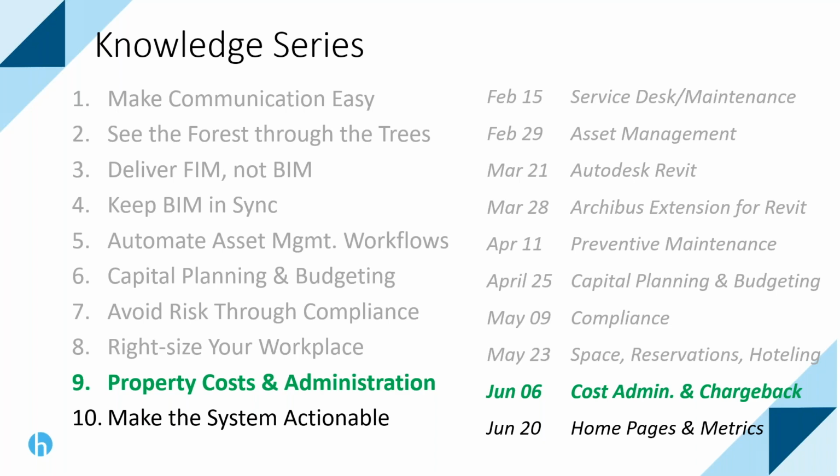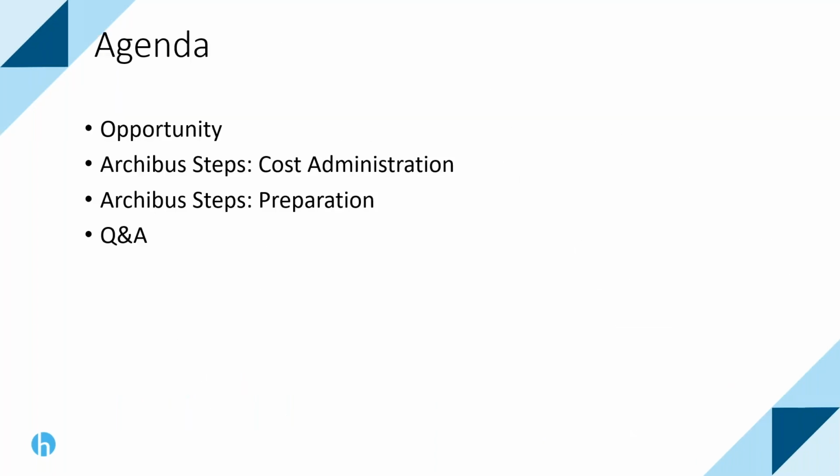This is the 9th of 10 total series. In the next series, we're going to be talking about home pages and metrics and making the system actionable. But today, we're going to focus on the opportunity around costs, income, expense, those types of things. And as usual, we'll talk about 2 sets of steps: a series of steps on what your day-to-day administration of costing is in Archibus, and then the second set of steps is what you have to do to get it set up and running.